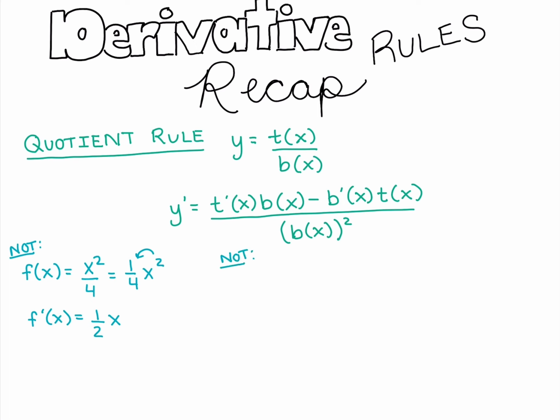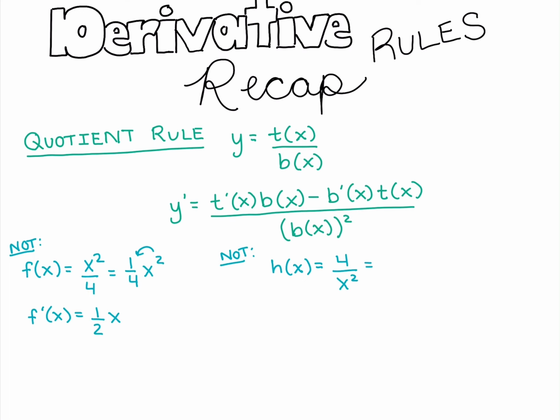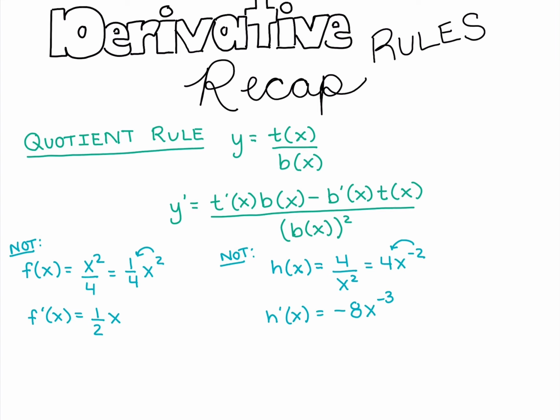Not going to want to use the quotient rule on something like h of x is 4 over x squared. Now x is only in the denominator. We would say, well, this is the same thing as 4x to the negative 2. And now we can bring down the power and subtract 1 from the new power. So 4 times negative 2 is negative 8. X to the negative 2 minus 1 is negative 3.